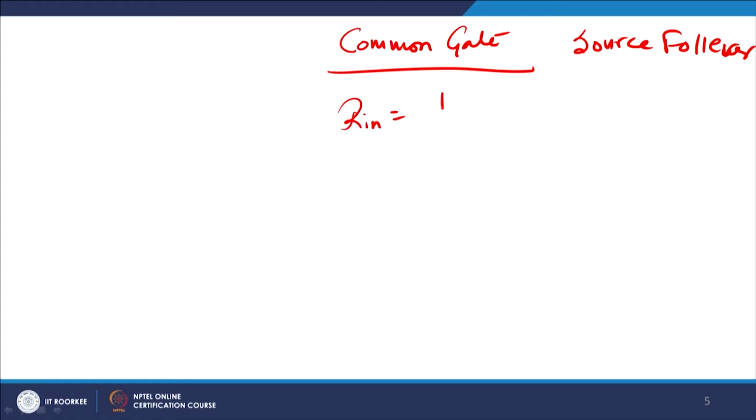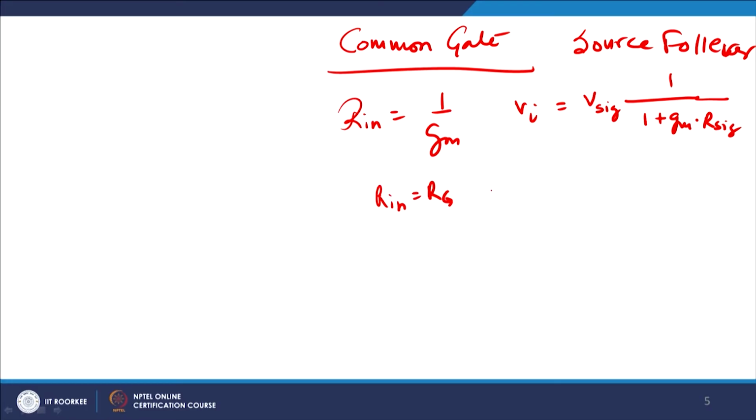So Rn equals 1 by Gn, as I discussed with you, Vi equals V sig times 1 plus Gm times R sig, right, and therefore I get Rin approximately equal to Rg. Therefore Vi equals V sig into Rg upon Rg plus R sig, and therefore Vi will be approximately equal to V sig, because R sig is very small as compared to Rg.